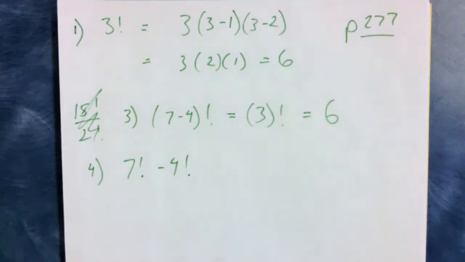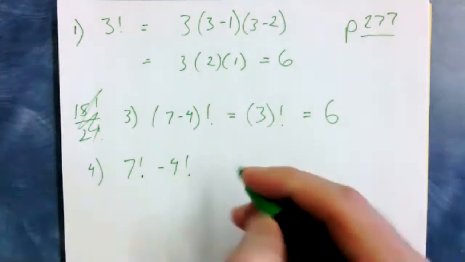Here, see if I can do it. 7 times 6 is 42, times 5 is 210, times 4 is 840, times 3 is 2520, times 2, 5,040. Oh, it's right. I don't need that stinking calculator.